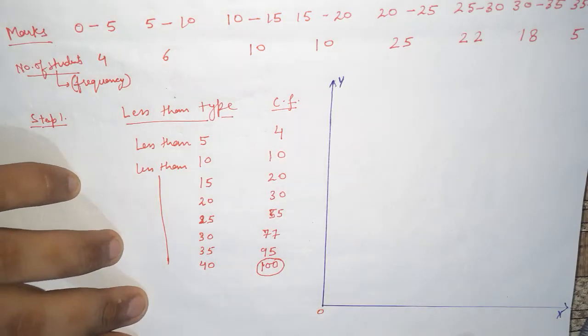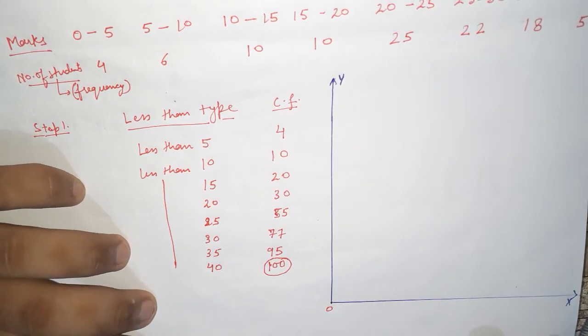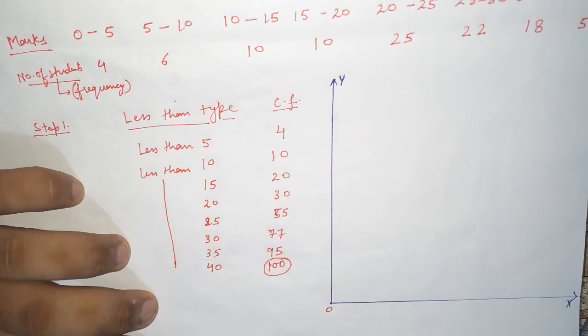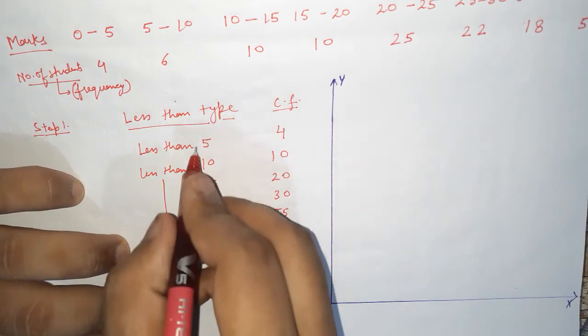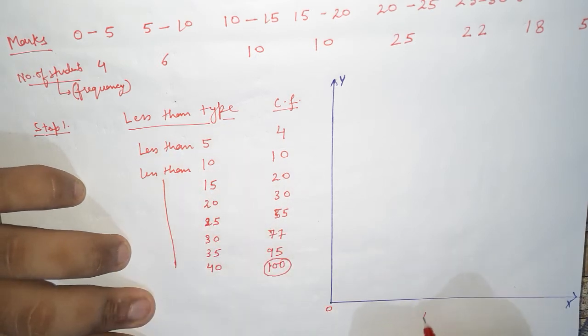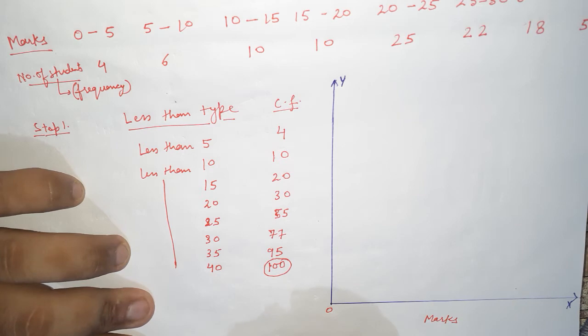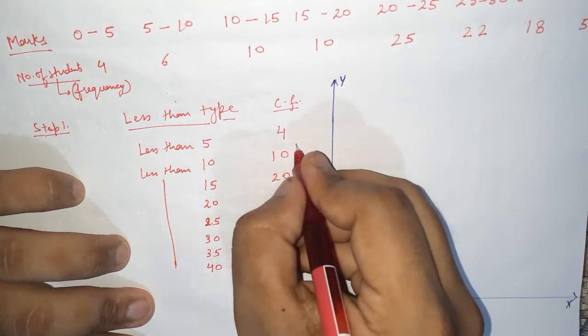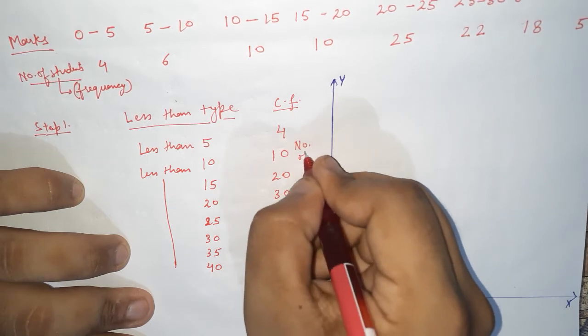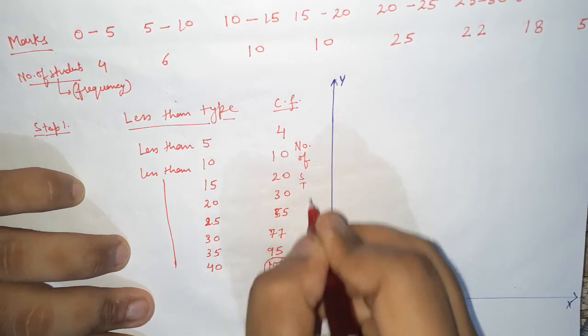As you can see, I have drawn the x-axis and the y-axis. Now we go on plotting the values. We have marks, we'll plot marks over here. And then we have the number of students. So the number of students we will plot on this axis. Okay, so I'll write number of students.